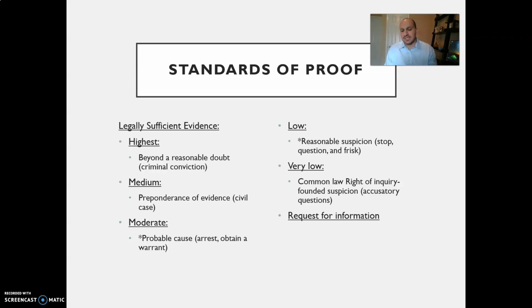Below that is a moderate amount of evidence, which is where probable cause falls. That's the amount of evidence necessary for you to be arrested and for the government to obtain a warrant. That's in the Fourth Amendment of the Constitution: probable cause is the necessary amount of evidence in order to arrest you, get a warrant, or conduct a search. I'm going to stop right there, and we'll continue with this in part two in just a second.